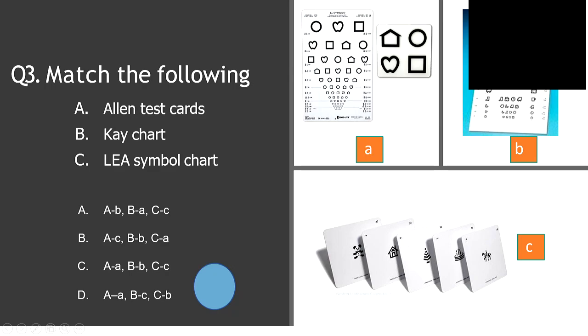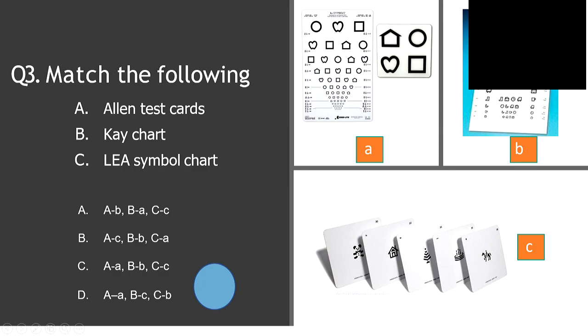So match the following. Option A is Allen test card. Option B is K chart. Option C, the third one, is LEA symbol chart. So match the following. For A it is B. For B it is small letter A. For capital C it is C.